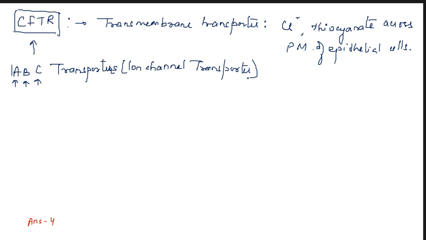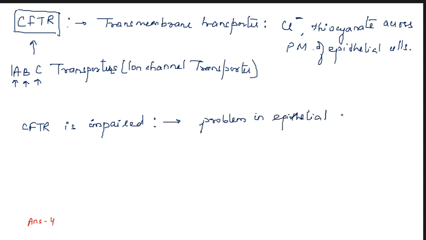Got it? Now, this CFTR is a very important transporter because it helps in the maintenance of chloride ion channel functioning. And if this CFTR is damaged in the cells, it will cause problems in fluid transport. So what happens if this CFTR is impaired? Since it is involved in chloride and thiocyanate transport, there will be a problem in epithelial fluid transport, especially of chloride ions.